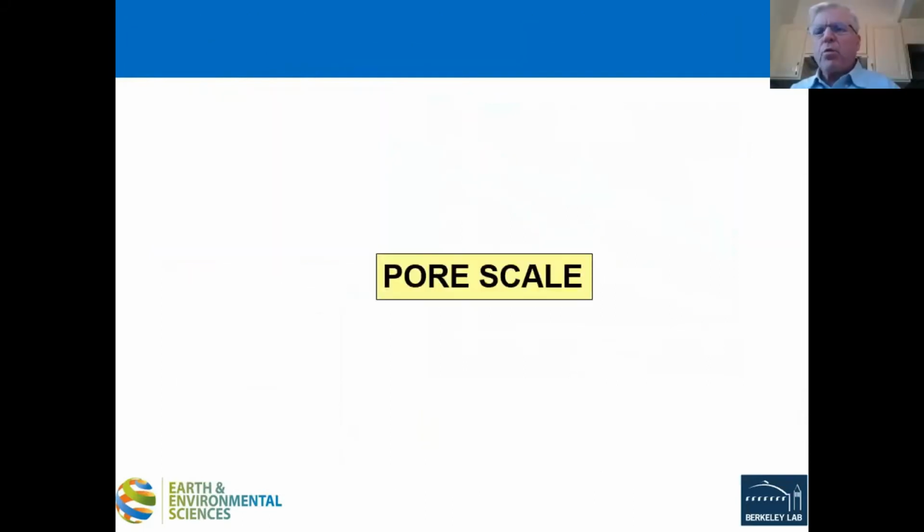So jumping now to the pore scale. That was some continuum modeling, but basically always motivated by the molecular scale, say electrical double layer. The pore scale, next slide.